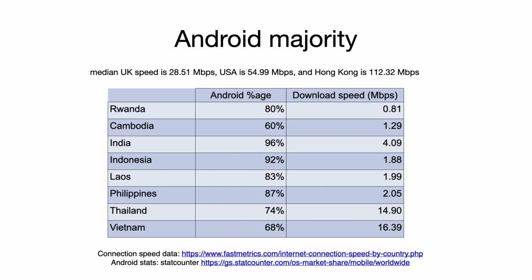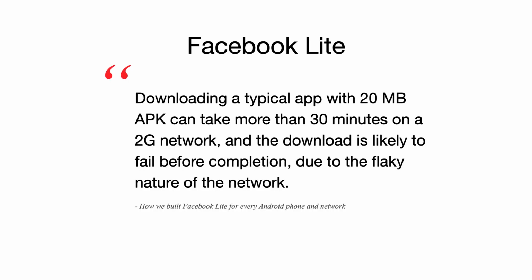Facebook recognised this when they released their Facebook Lite app. They said downloading a typical app with 20 megabyte APK can take more than 30 minutes on a 2G network, and the download is likely to fail before completion due to the flaky nature of the network.